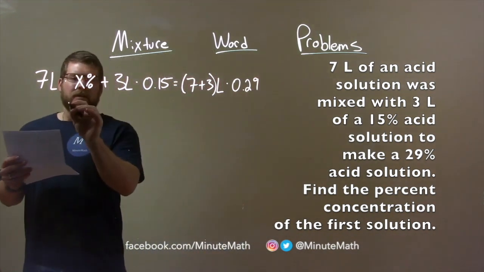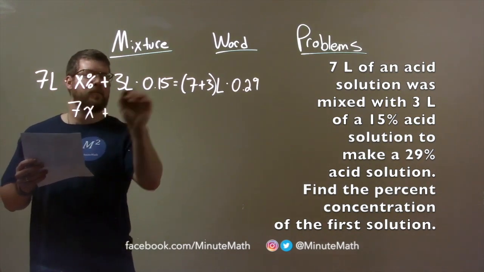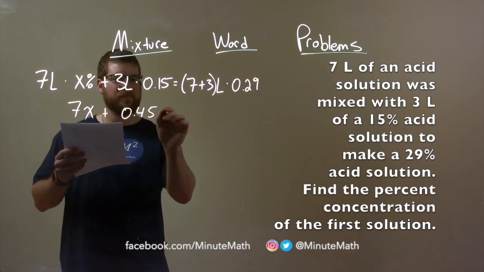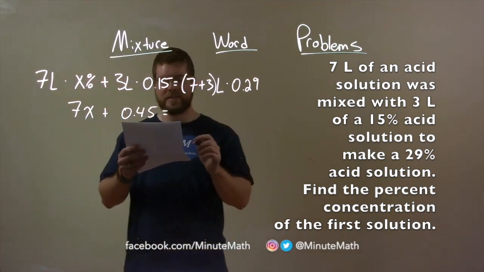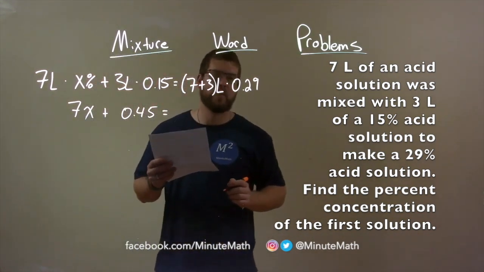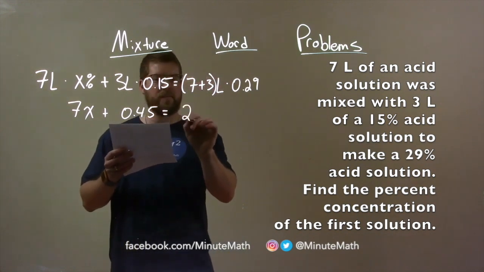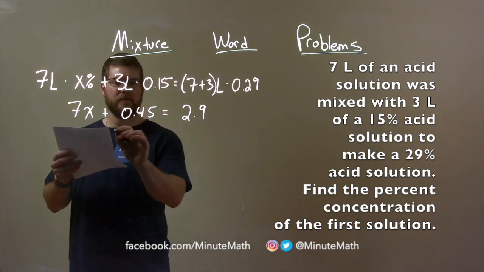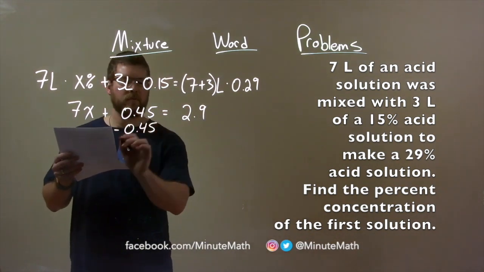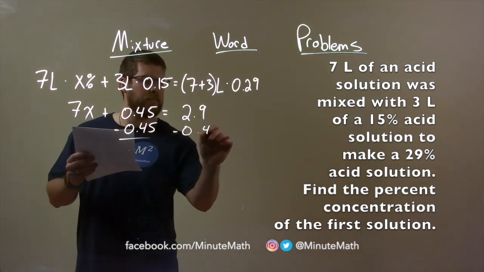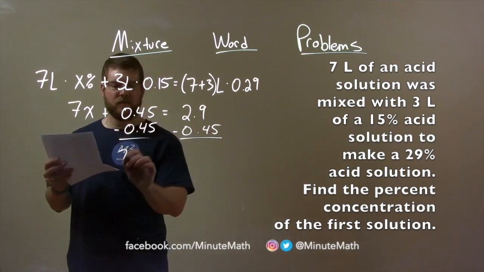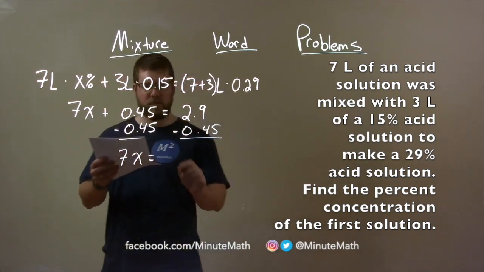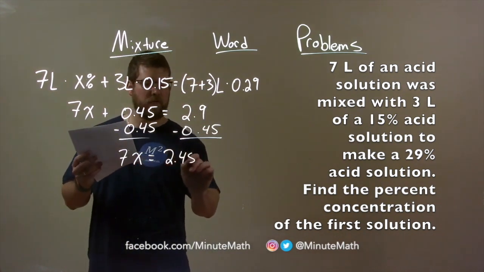So 7x plus 3 times 0.15 is 0.45. And 7 plus 3 is 10. Multiply that by 0.29 is 2.9. We're solving for x here. Okay, so we had to subtract 0.45 from both sides. And 7x just comes down. And 2.9 minus 0.45 is 2.45.